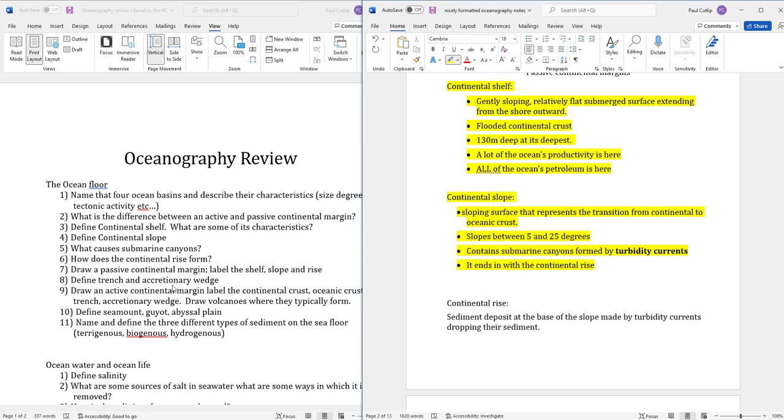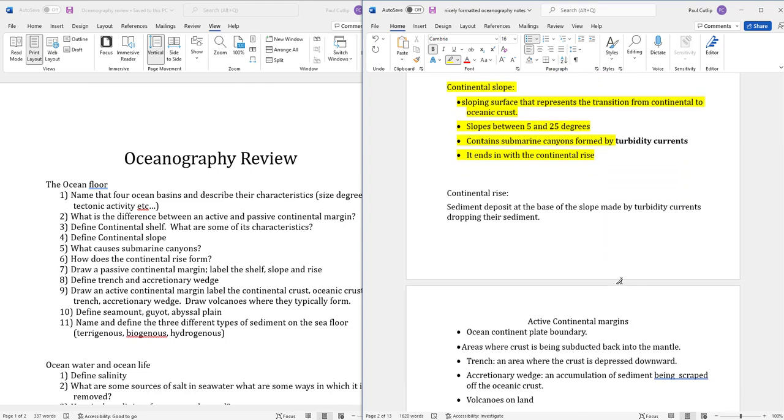Alrighty, let me see. Okay, so this is kind of fun. Questions 5 and 6 have the same answer, right? What causes submarine canyons? Turbidity currents, right? Those underwater landslides. What causes the continental rise? Turbidity currents, right? Turbidity currents basically remove sediment from one place and put it in another. Where they're removing the sediment, that's making those submarine canyons. Where they're putting it, that's making the continental rise.